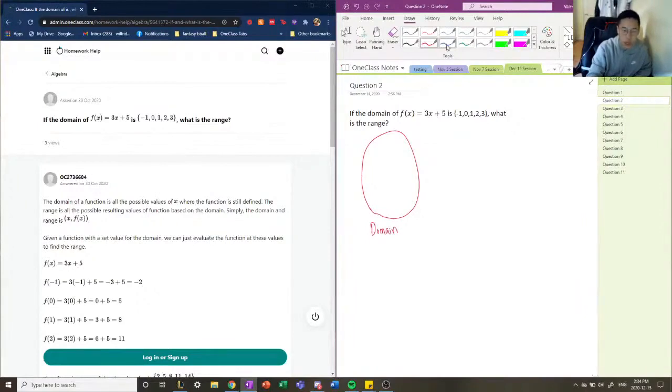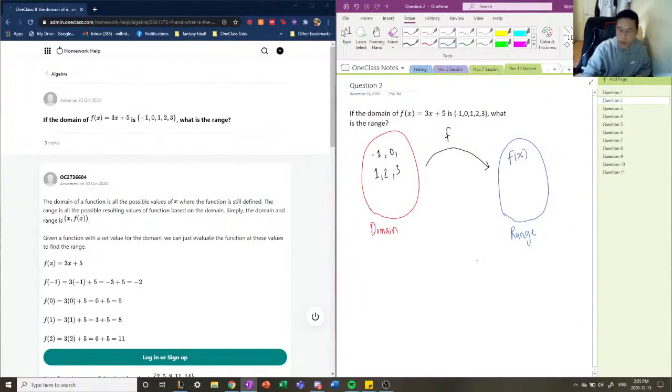The range is all possible values of f(x) from our domain, and this is all connected by our function f. They gave us our domain, which is the set of negative 1, 0, 1, 2, and 3, and they're asking us to find f(x). So what do these values map to in our range?